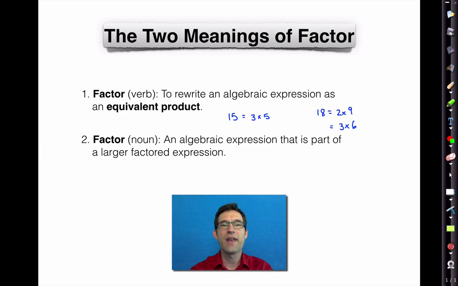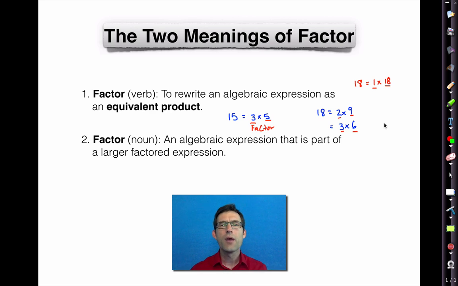But there's also factor the noun, and that's an algebraic expression that is part of a larger factored expression. So in other words, the number 3 is a factor of the number 15. The number 5 is a factor of the number 15. The number 6 is a factor of 18, so is 9, so is 2, so is 3. Those are all factors of the number 18. Even if I factor 18 as 1 times 18, then both 1 and 18 are factors of 18.